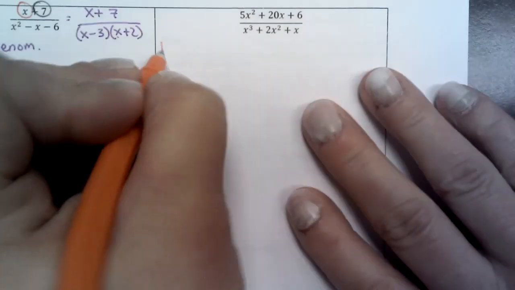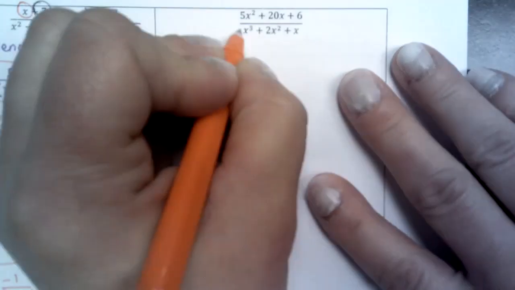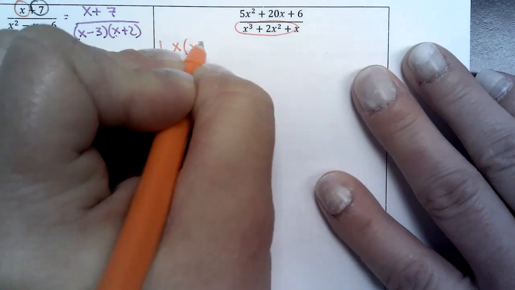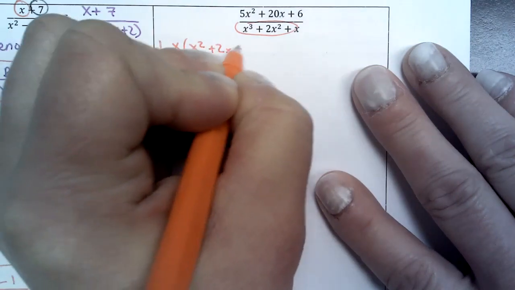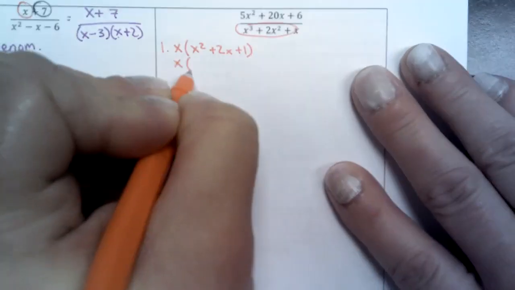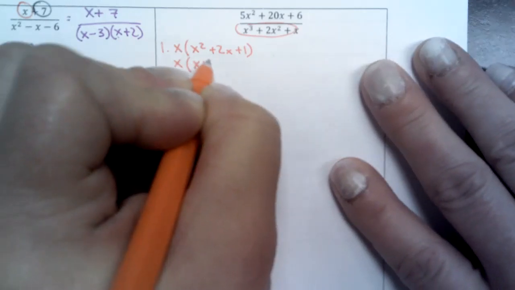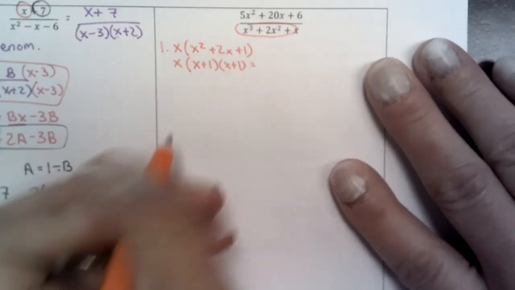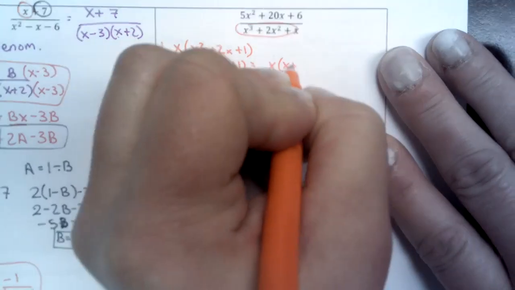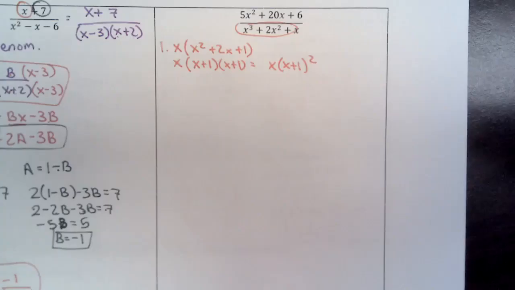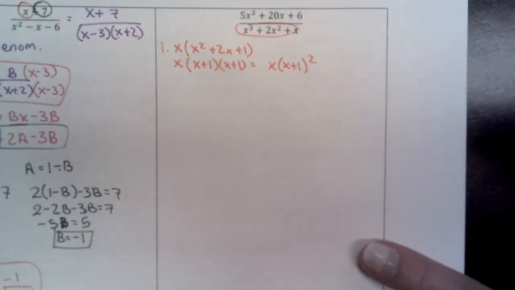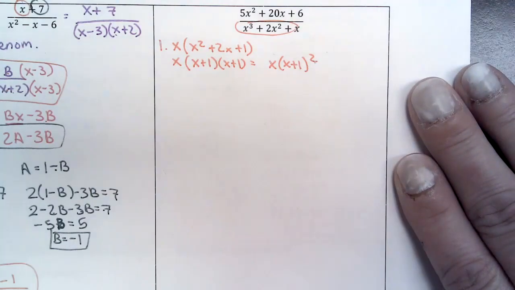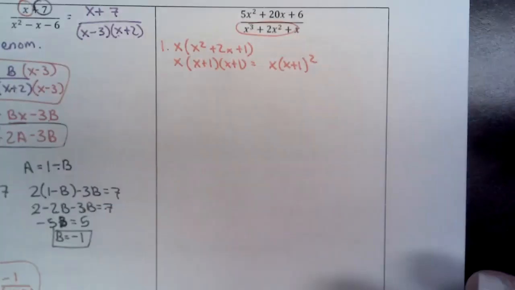Okay, so step one, same thing. I'm going to go on ahead and factor this denominator. Well, the first thing I have to do is pull an x out. So I'm left with x times x squared plus 2x plus 1. So that breaks down to x, and then x plus 1 times x plus 1, which is really x times x plus 1 squared. All right, so this one is going to be special. Anytime you have a squared or a third or a fourth here, you have to include every single part of that.